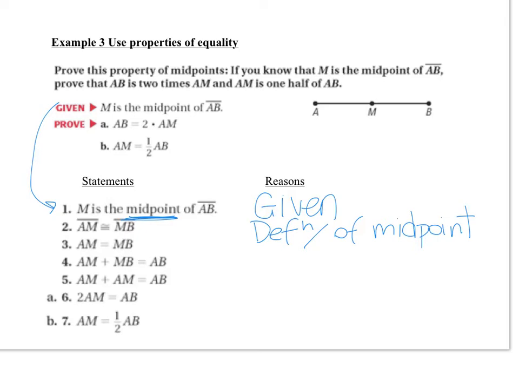Then I go from congruency to equal. So I say two segments are congruent and that their measures are equal. That's the definition of congruency. Then AM plus MB equals AB. Segment addition.